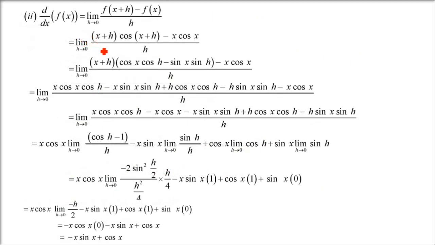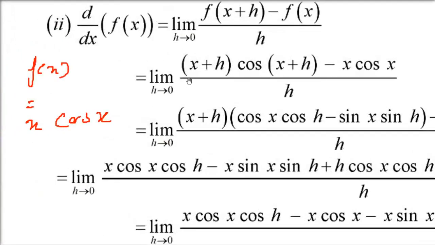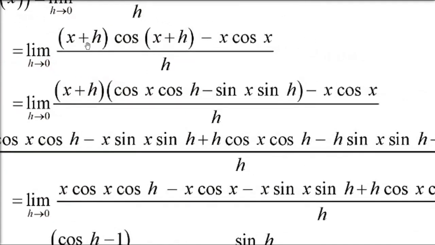Okay. Now second is almost a copy of what we did. This is x cos x. So the same thing we have to do, f(x plus h). Wherever x is there, just replace it by x plus h. So x plus h cos(x plus h), minus x cos x, and divided by h.